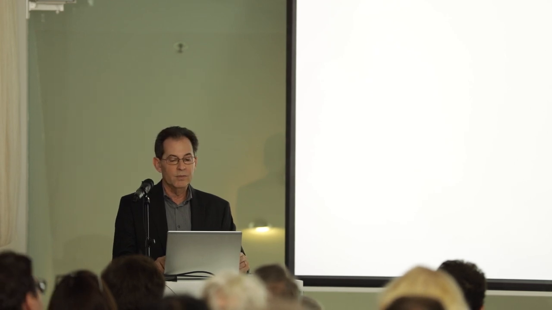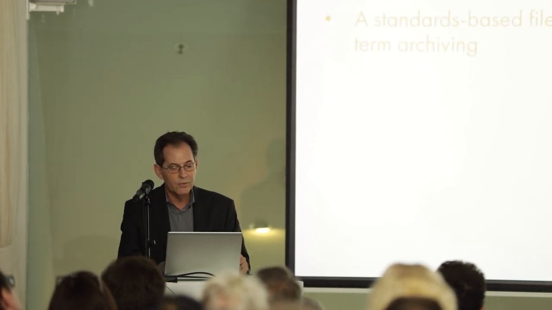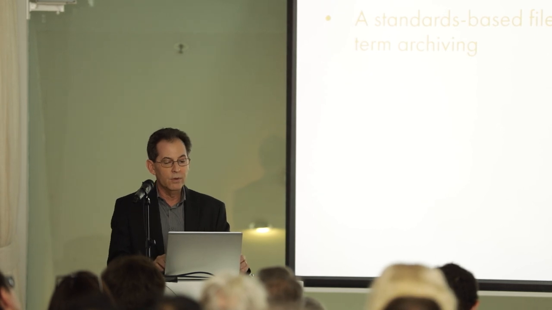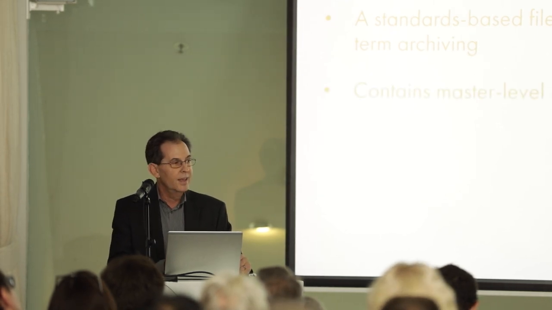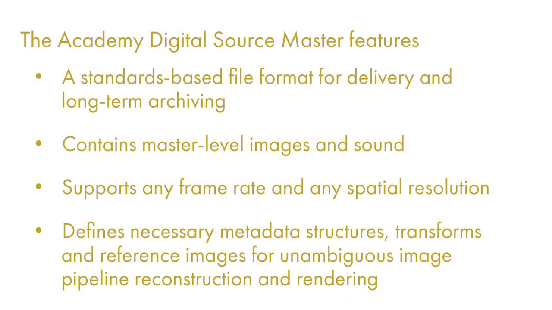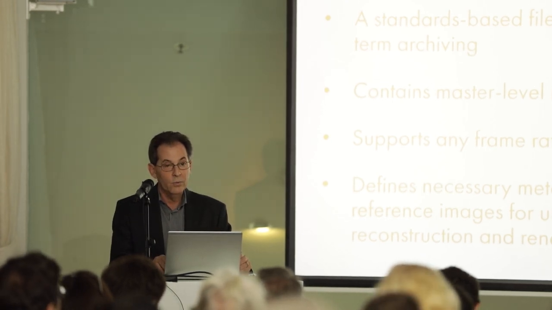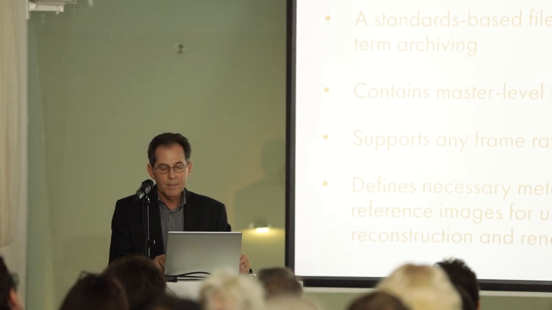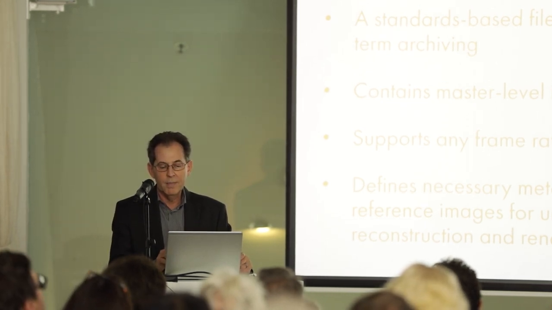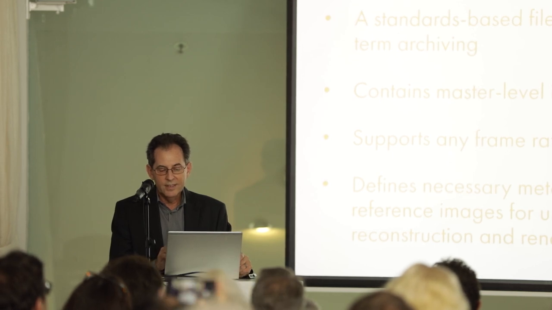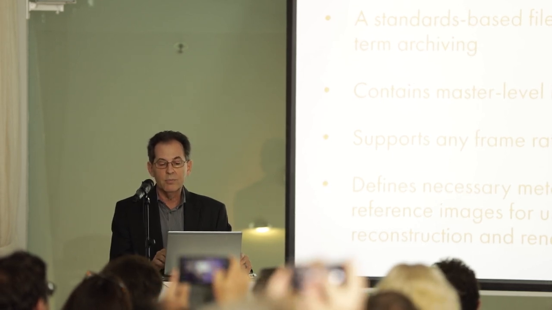So I'll list a few of the more important features of the Academy Digital Source Master format. It's a standard-based file format for delivery and long-term archiving. It contains master-level images and sound, so it's uncompressed. It supports any frame rate and any spatial resolution. It defines necessary metadata structures, transforms, and reference images for unambiguous image pipeline reconstruction and rendering, and I'll talk a little bit more about that. And this last one is particularly interesting because the master level image quality isn't compromised by the target display parameters.